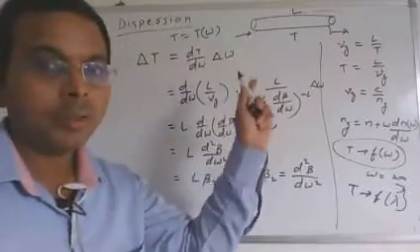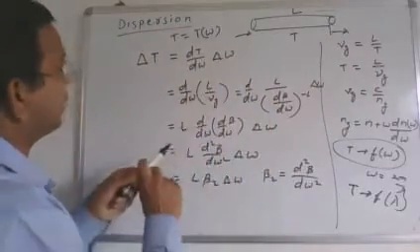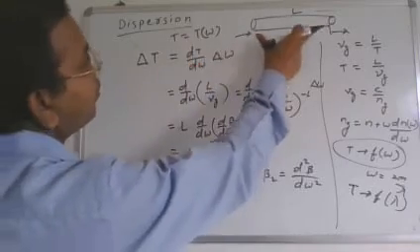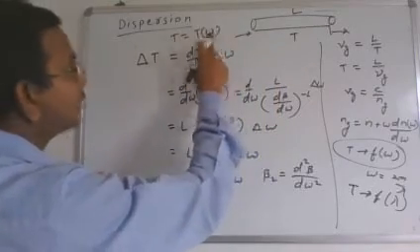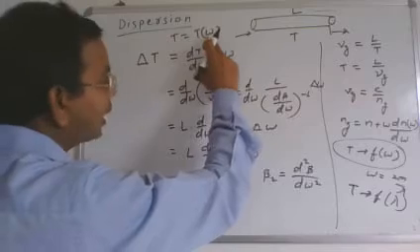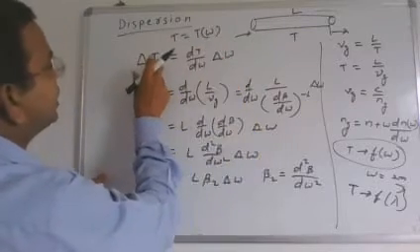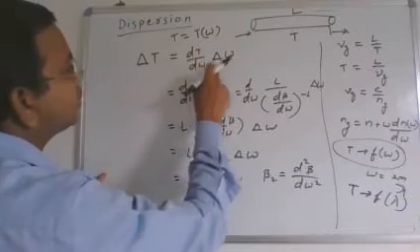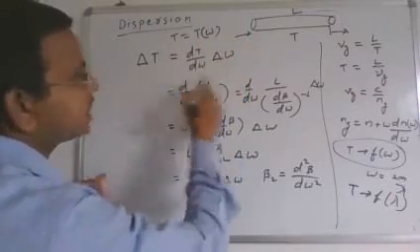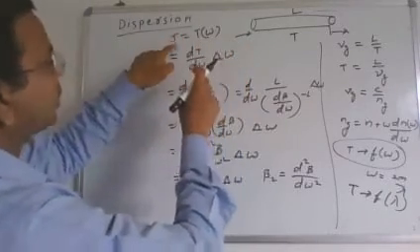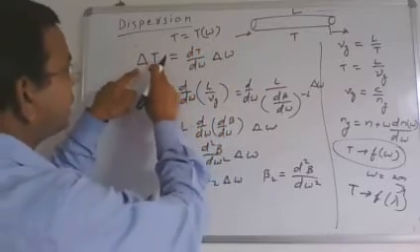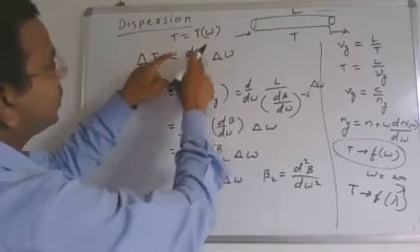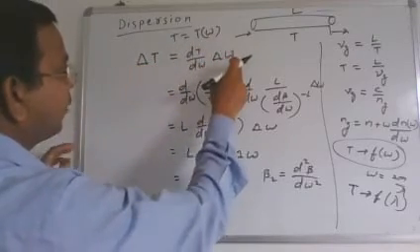So here we go for the detailed derivation of the expression of the dispersion. So t, the time of propagation, is a function of ω. We can write t equal to t(ω), angular frequency. So Δt can be written as dt/dω into Δω. This is called the total derivative. Since t is a function of ω, we can write Δt/Δω is equal to dt/dω. So Δt is equal to dt/dω into Δω.